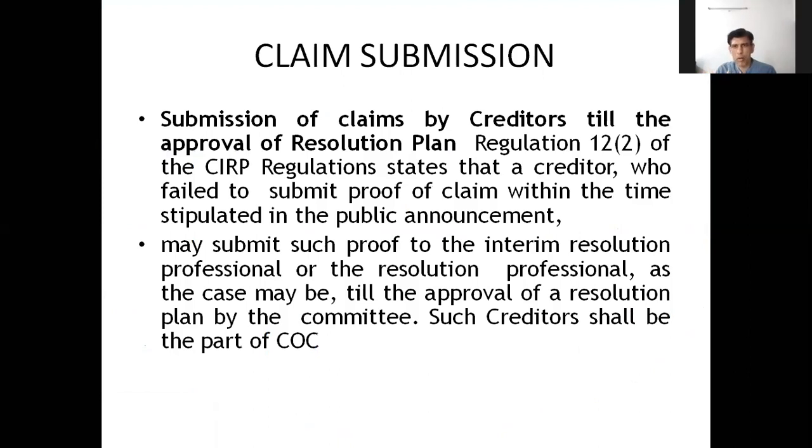What will happen? Let's say I've submitted my claim as a financial creditor or operational creditor. As per regulation 12, the CIRP regulations say that a creditor who has failed to submit proof of claim within the time stipulated in the public announcement may submit such proof to the IRP or the resolution professional, as the case may be, till the approval of a resolution plan. That means there's a flexibility given to all the creditors. If you have submitted a claim, fine, then the next process will happen.